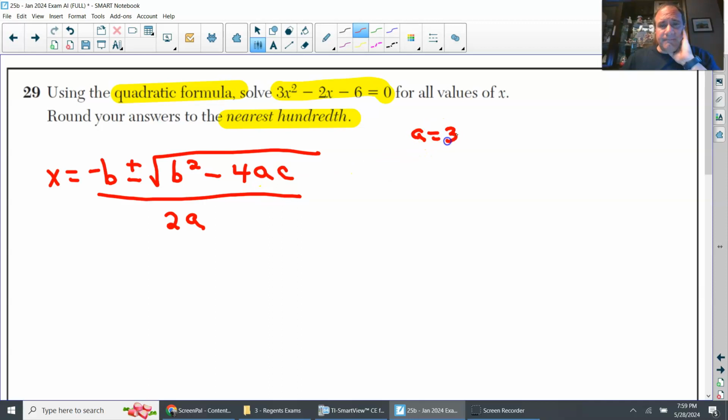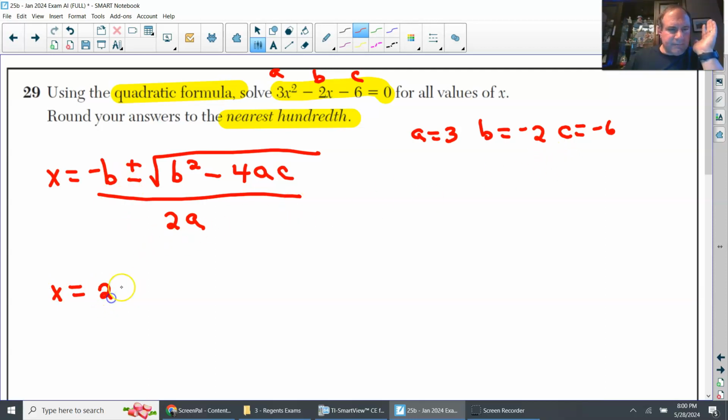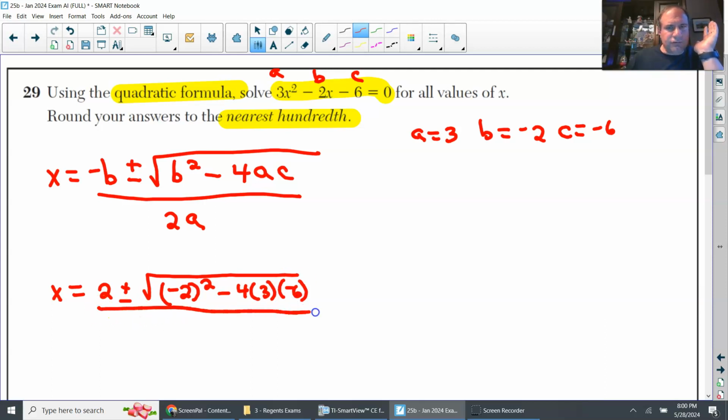A equals 3, B equals negative 2, and C equals negative 6. This is my A, this is my B, this is my C. So now I am just going to go ahead and substitute in. If they want a negative B and my B is negative already, that is a positive, plus or minus square root, negative 2 in parentheses squared. Makes a difference. Minus 4 times 3 times C, which is negative 6, all over 2 times A, which is 2 times 3, which is 6.